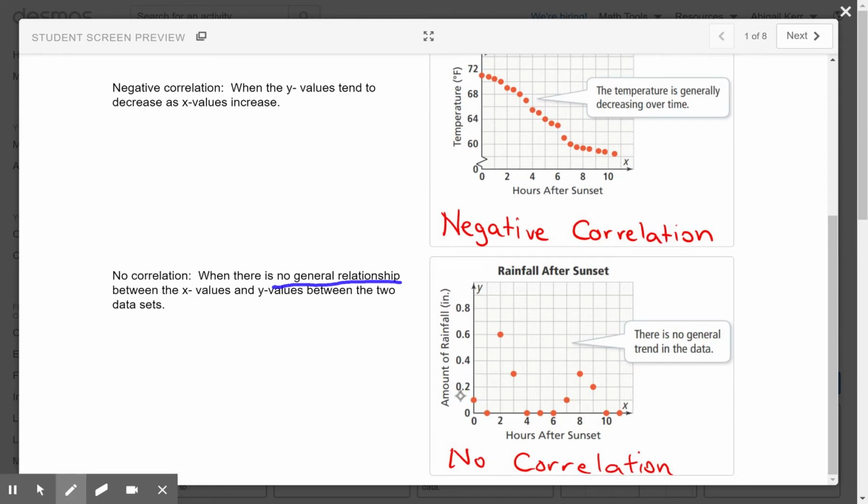Notice that it says the amount of rainfall in the hours after sunset. When you kind of chuckle and think, that doesn't make any sense, that's usually the no correlation.